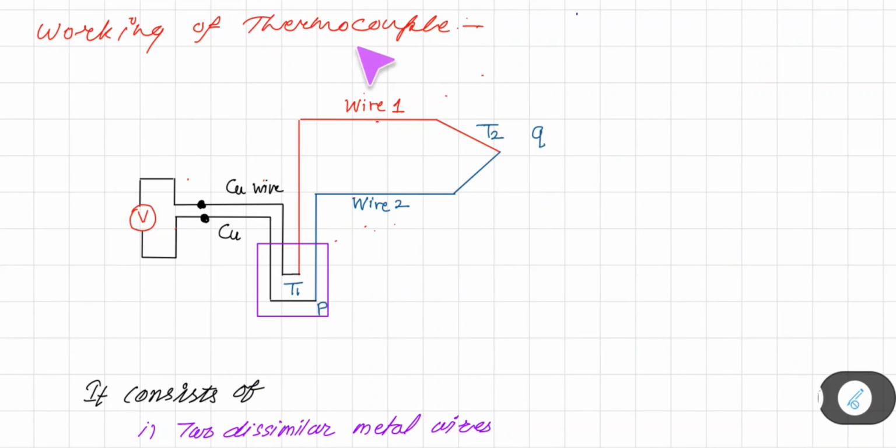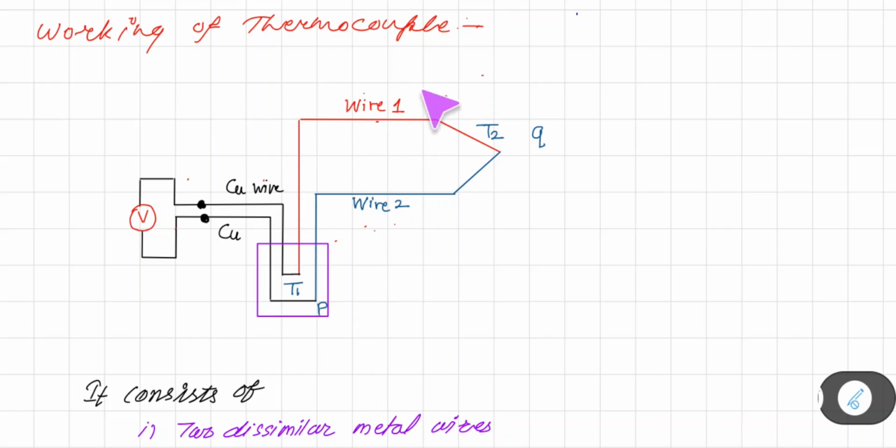Now let us consider the working of a thermocouple. So we saw that a thermocouple consists of two dissimilar metals. Here I have shown wire 1 with red color and wire 2, a different material, with blue color. So these are two different metals. Now this end point Q is at temperature T2. This is one junction, and that junction is the hot junction, and here is another junction, actually between this point and this point.